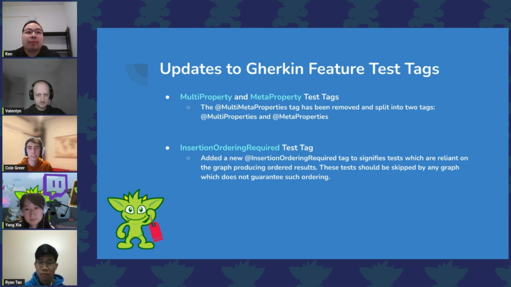So previously we've had a multi-meta properties tag, which states that a test requires either multi-properties or meta-properties. This has now been split into 2 separate tags, one for multi-properties and one for meta-properties. This just allows you to get a little bit more fine-grained control over which tests you're using for your graph, as many graphs support multi-properties but not meta-properties, or vice versa. So that's one improvement. And we've also added a new insertion ordering required tag.